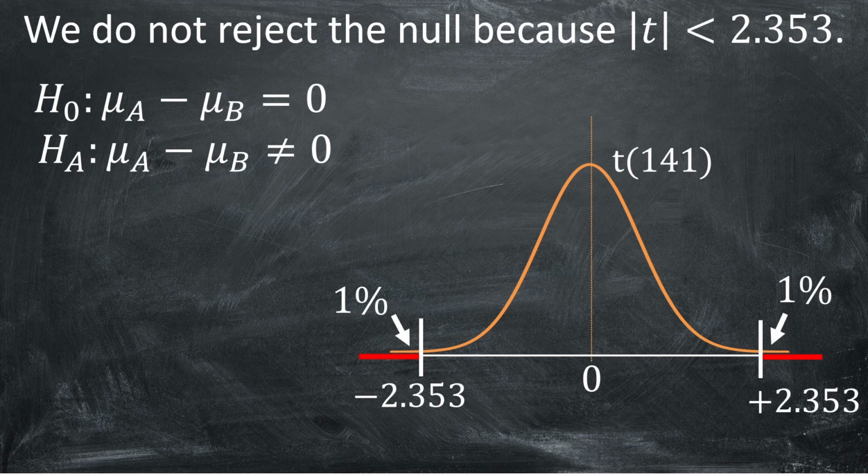But in any case, where did we leave off? We failed to reject the null hypothesis because our test statistic is not in the red zone. Our test statistic is too small.